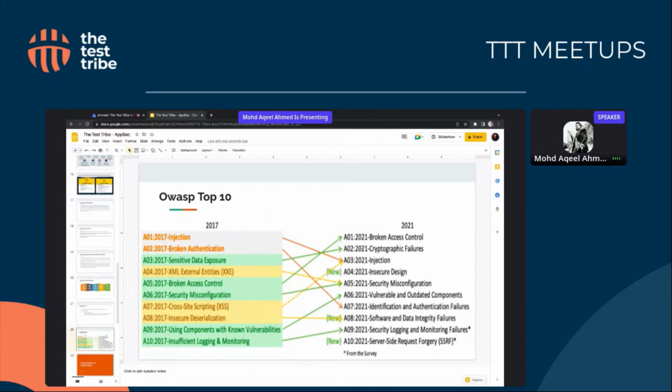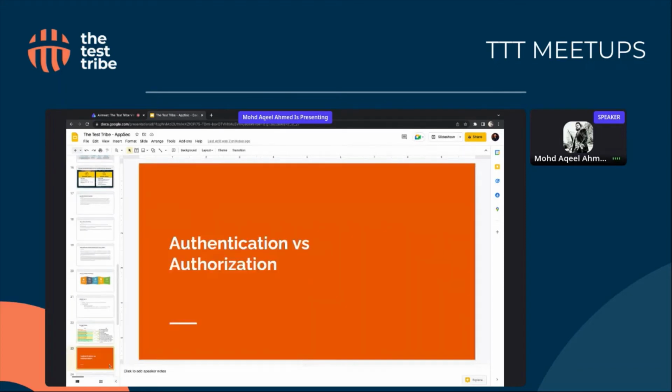And the current list is this: broken access control, they have cryptographic failures, injection attacks were a lot during 2017, but now it has been reduced to some extent, so they moved it to third position. So they'll be doing all this shuffling with the top 10 depending on how the real world reacts to the web application vulnerabilities, and what's the vulnerability trend that is there.